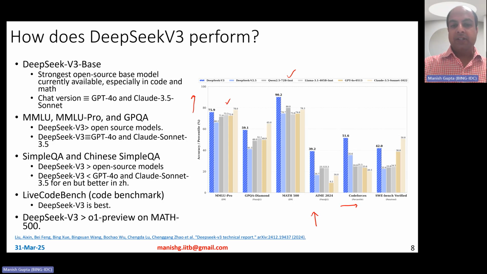On SimpleQA and Chinese SimpleQA question answering benchmarks, DeepSeek V3 is clearly better than open source models. It is worse than GPT-4o and Claude Sonnet for these question answering benchmarks for English, but it is better in Chinese. Now, they have a sure bias towards pre-training data more on Chinese. On the LiveCodeBench benchmark, DeepSeek V3 is the best, and DeepSeek V3 is actually better than o1-preview on the MATH-500 benchmark. So that's why it's so popular.